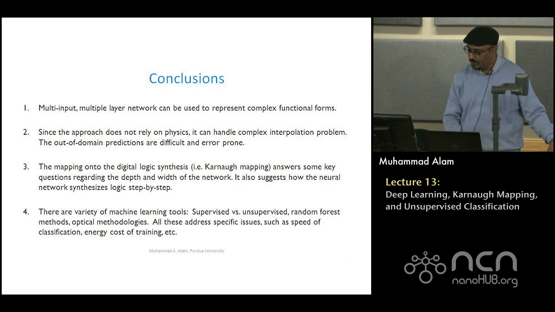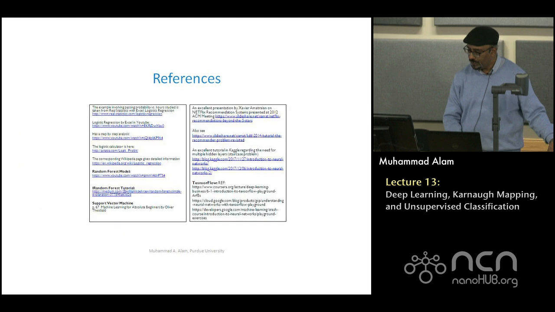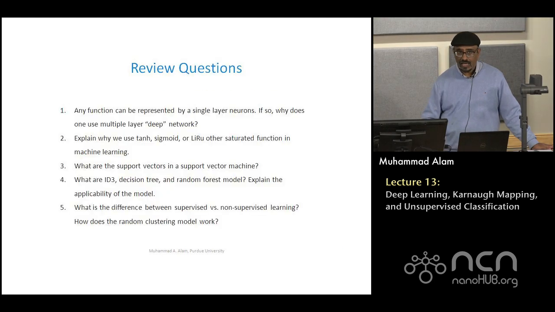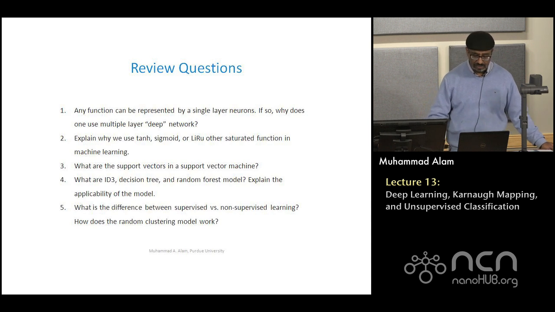And then there are many machine learning tools. In your notes, you will see that there are also 2 other things that I have included, but I didn't have time to go through them. This is random forest methodology and all, but I think you don't need to know everything. What you need to know is the general concept, and then later on you can teach yourself. There are a set of references. I hope you will look at those references and then try to answer.